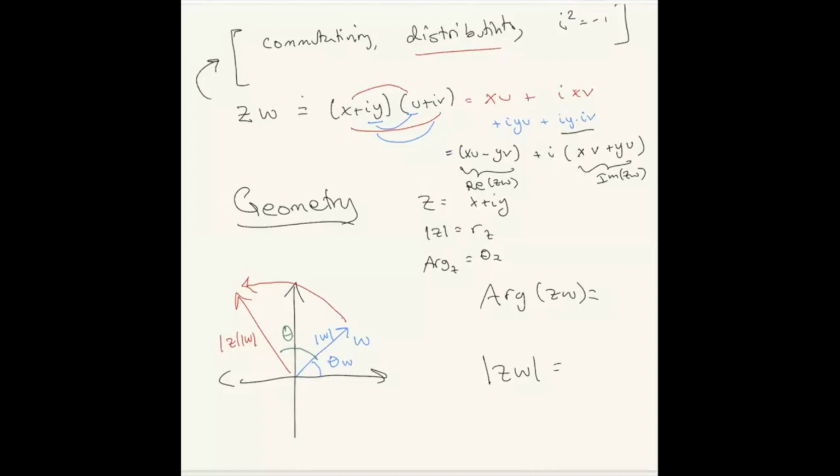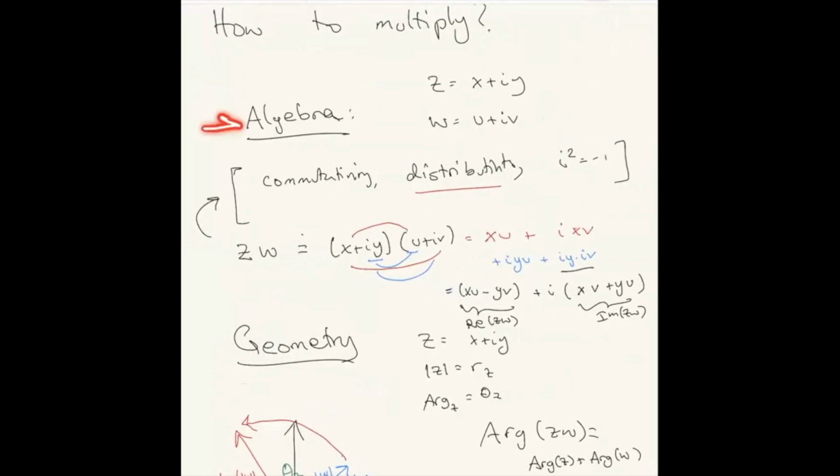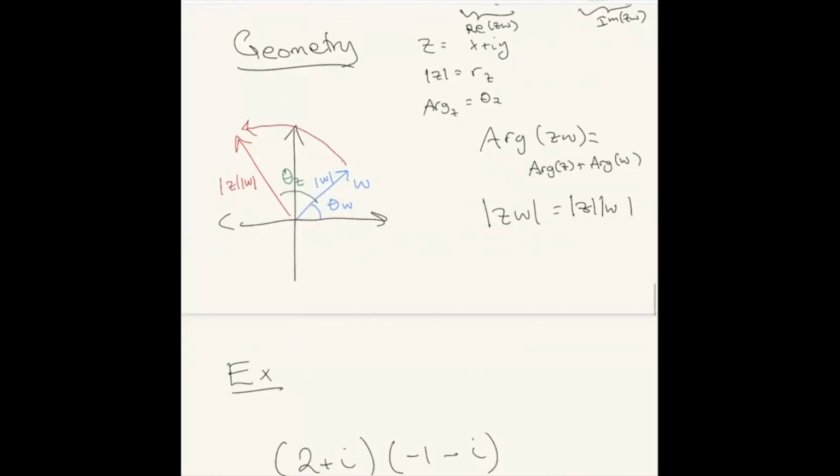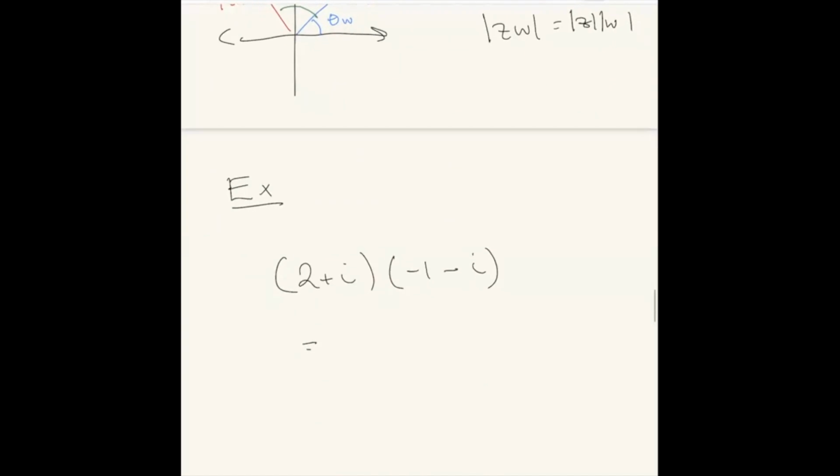And it's rotating counterclockwise. So in this expression, the argument of z times w is the sum of the arguments of z and w, up to a multiple of 2 pi. And the length of the product is the product of the lengths. So if you want to actually multiply things, it's easier to use the algebraic definition, but this is if you want to actually have pictures of how things happen. So I'll end this lecture with an example.